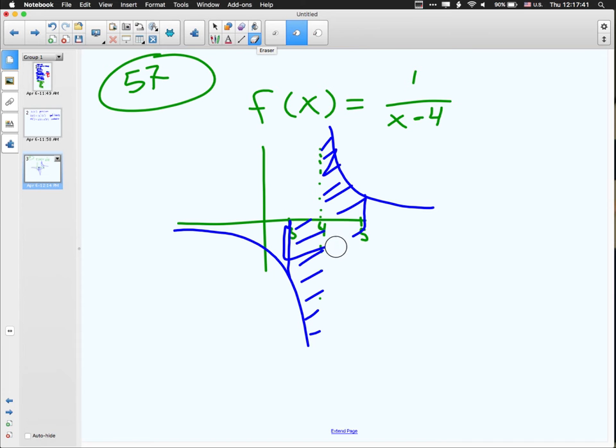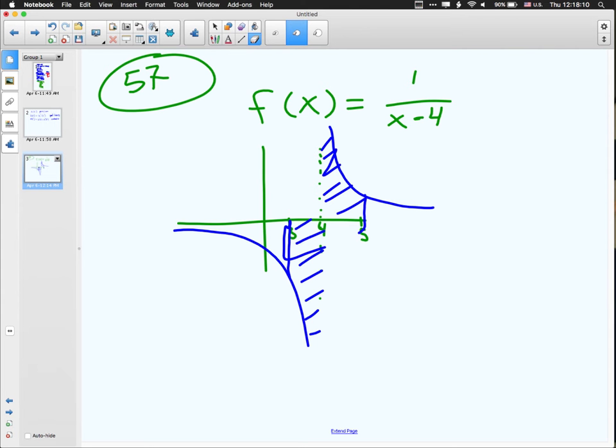Okay. So we're only looking at that part. And is it possible to find the area there? No. Not if it goes to infinity like that. It's undefined. Yeah.